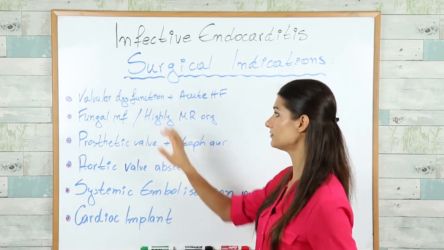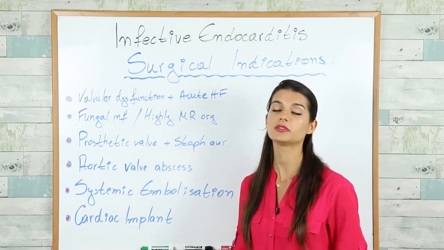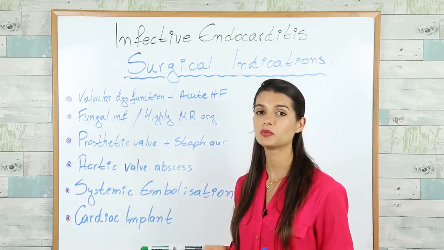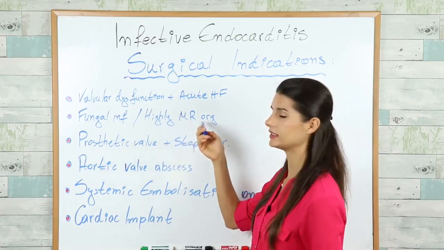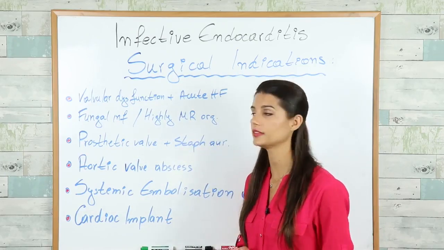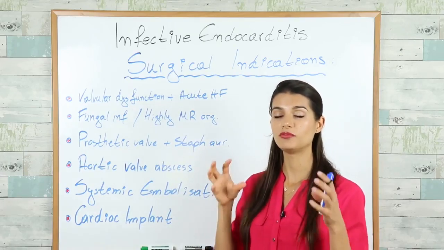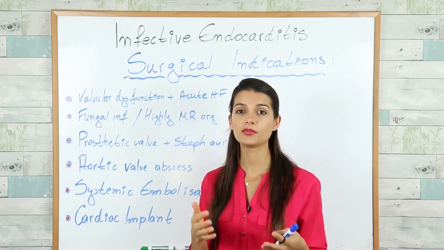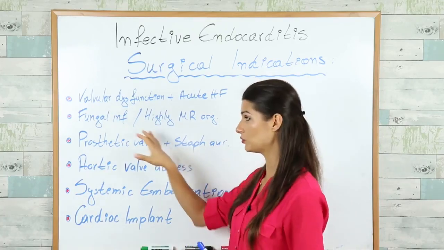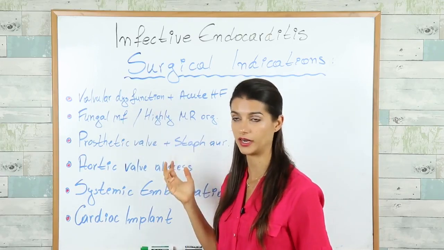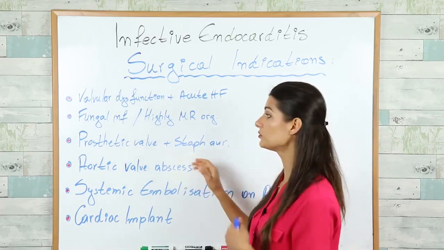So the first one is the valvular dysfunction and acute heart failure. In patients with acute heart failure, the mortality is very big, so you want to perform surgery as soon as possible. Fungal infection or highly multi-resistant organism. For example, if you have infective endocarditis caused by Candida or Aspergillus, they normally come with very big vegetations, and the amphotericin B doesn't actually penetrate properly into the vegetation, so you actually want to perform surgery and take this out of the heart.